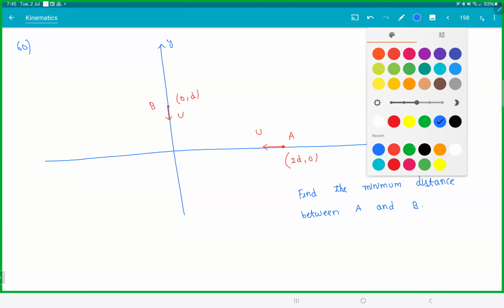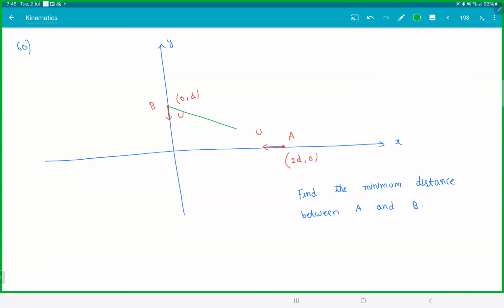So for example, listen to this. If I show you the path, initially this is the distance between them. Then B will come here, A will come here. This is the distance. Then B will come here, A will come here. This is the distance. You're getting? So that means if you look at the distance, initially it decreases and then again it increases. That means somewhere in the middle, they are the closest.